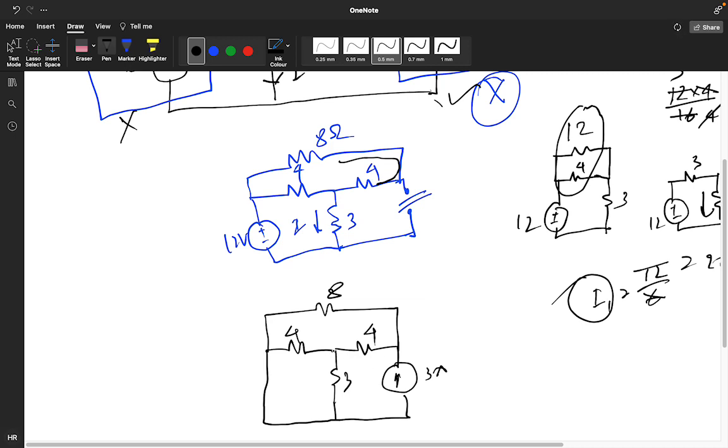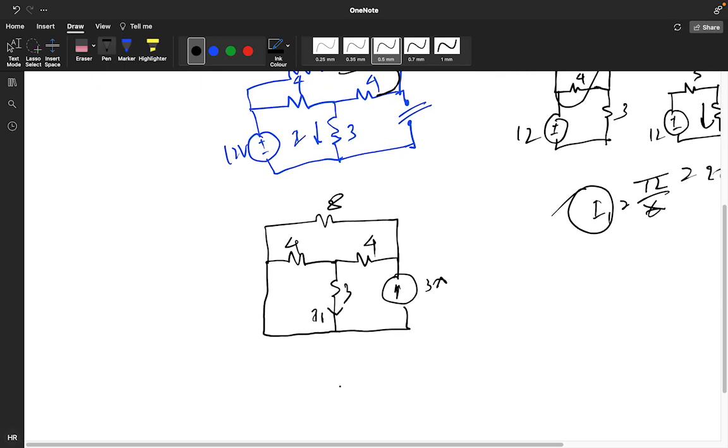Now you need to find the current in this particular branch. So guys, how will you do it? If you need to find this particular current, these are short circuited. This particular one is short circuited. Okay. If you take this as point A and this as point B, this is also B point. We clearly see that these 4 and 3 are in parallel, right?